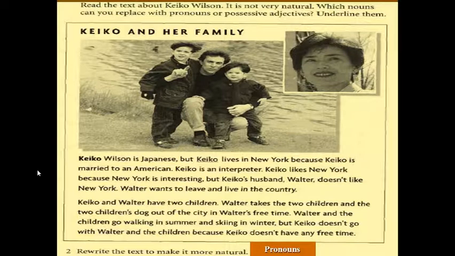Okay, I'm sure you've noticed that the names Kiko and Walter have been mentioned way too many times. So this is what pronouns are for. They don't make reading or writing so repetitive. You get the idea. So I could say Kiko Wilson is Japanese, but he lives in New York because he is married to an American. And then I could say Kiko again, or I could just say he again. But if I say Kiko a gazillion different times, you can already see people get bored quickly. Okay, so let's go to pronouns.